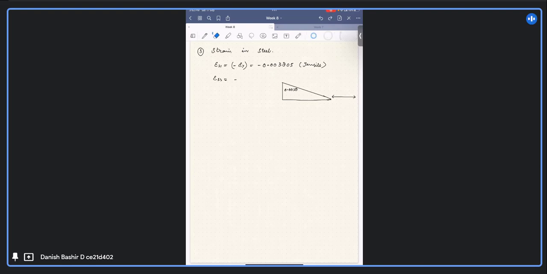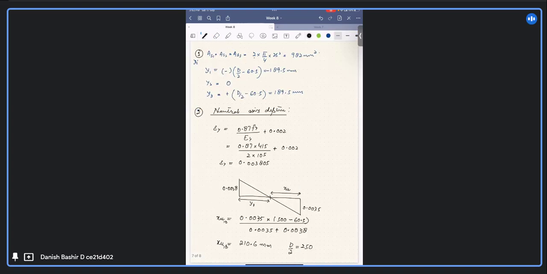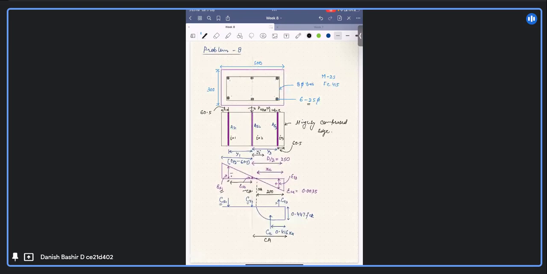Let me show it from here only. For epsilon S2, you have to calculate epsilon S2 here. So from this, we will take this one. We have calculated this distance. We have already calculated this whole distance. We have this 60.5 distance as well. So we can easily calculate this epsilon S2.